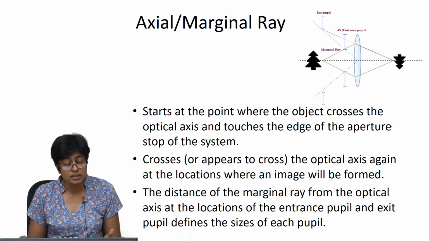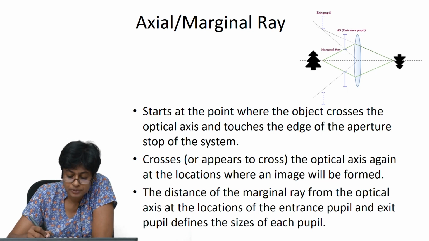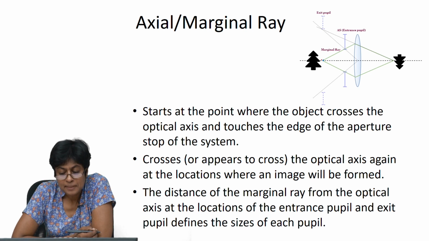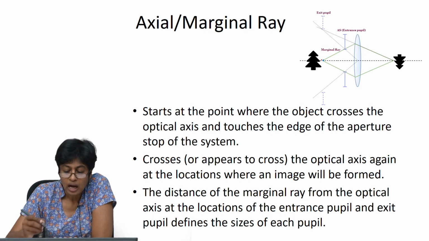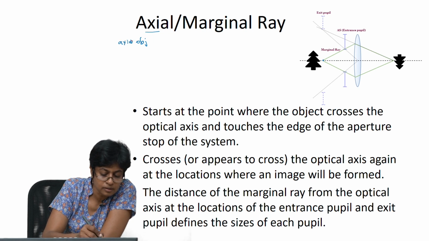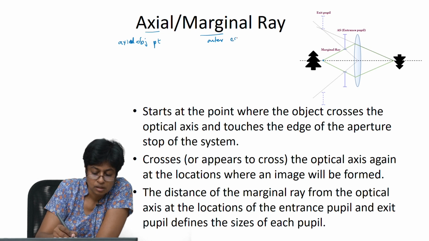Now, it's called this because it is the ray that starts from the axis, the object point that's on axis, what's shown over here, and makes it through the outer edge of the entrance pupil. So, it's called the axial ray because it's coming from the axial object point. It's marginal ray because it goes through the outer region or outer edge of the entrance pupil.